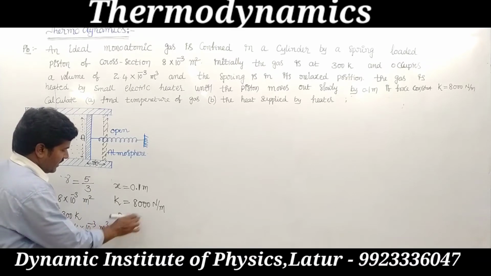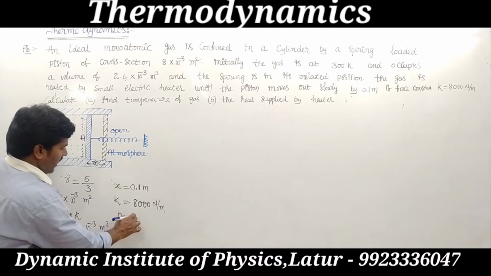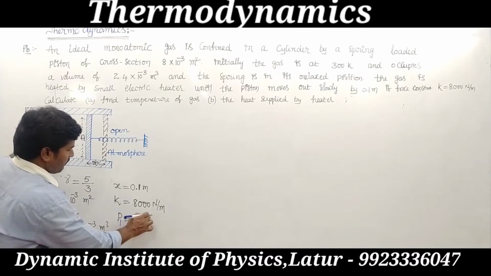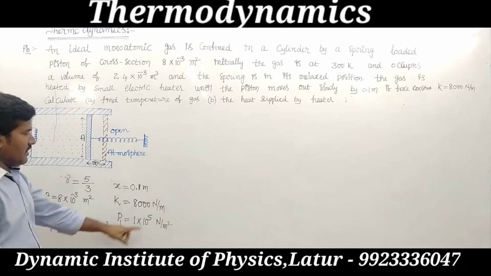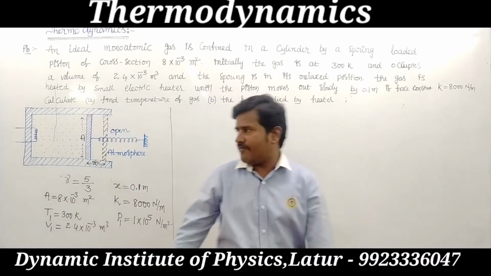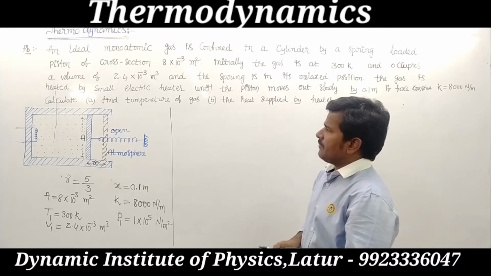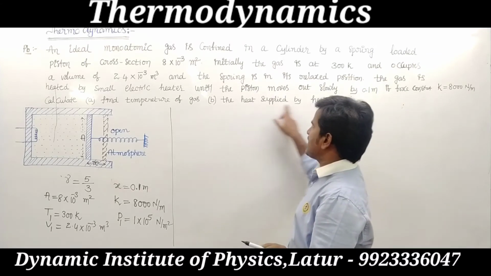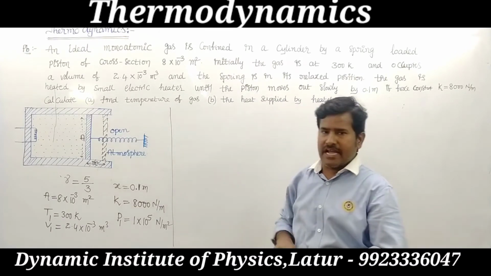Originally, in the relaxed position, the pressure is atmospheric pressure, 1 into 10 power 5 Pascal or Newton per meter square. This is the pressure value given. We calculate the heat supplied by the heater and find the temperature of the gas.